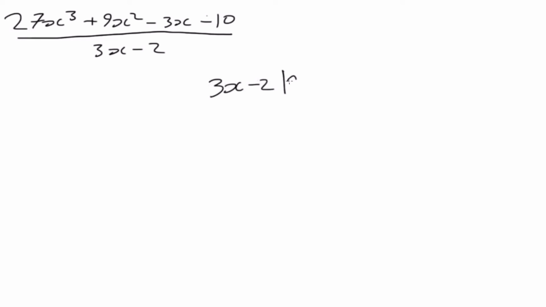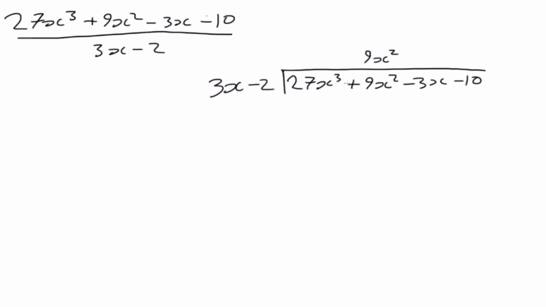Build our wall. 27x cubed plus 9x squared minus 3x minus 10. Let's put a little roof on top of this. So what do we times 3x by to get 27x cubed? Well, that is just 9x squared. So that gives us 27x cubed minus 2 times 9x squared gives you minus 18x squared. Take these away from each other. These two cancel out, and a minus and minus gives you a positive. So 18 plus 9x squared gives you 27x squared.